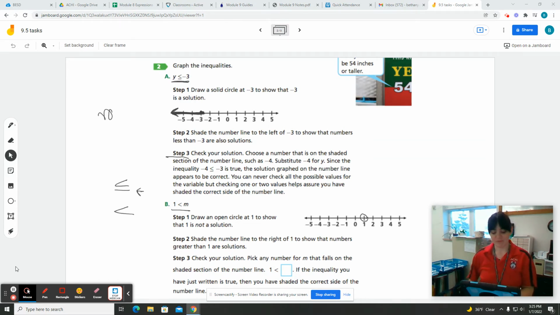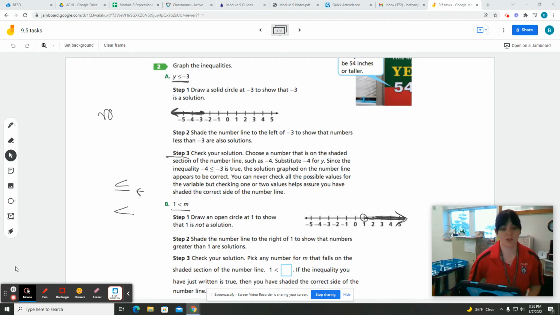So you are going to shade the number line to the right of 1 to show that numbers greater than 1 are solutions. That means we're going to start at our open circle, shade in the number line, and draw an arrow like that. And this is how you write something that is not included. 1 is not included. 1 cannot be the solution. Only things greater than 1 can be the solution.